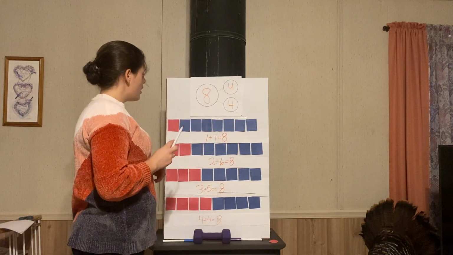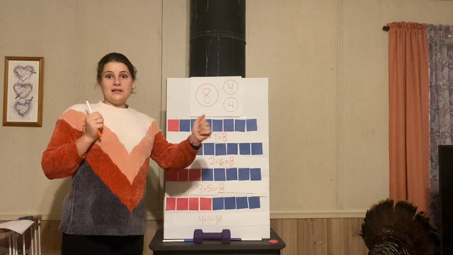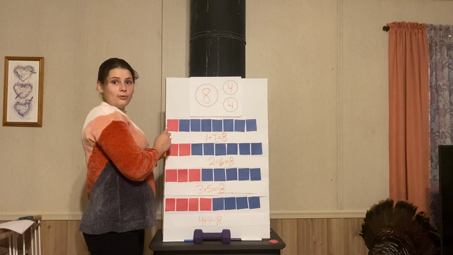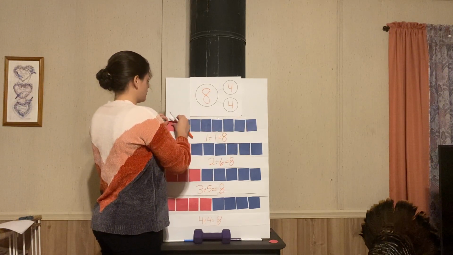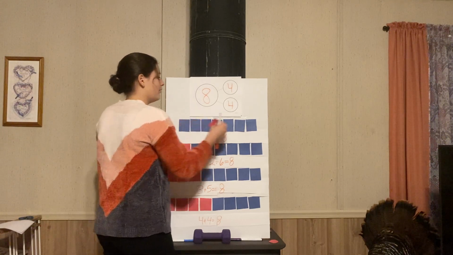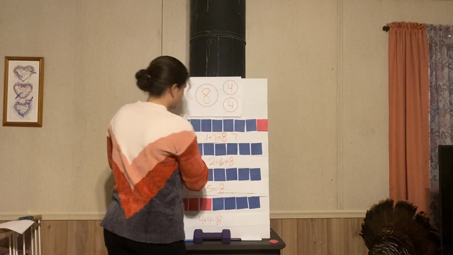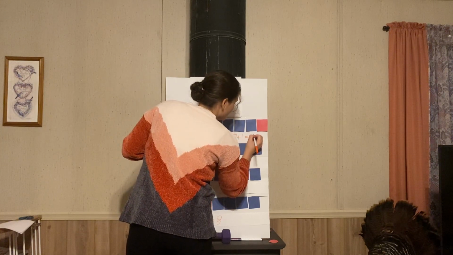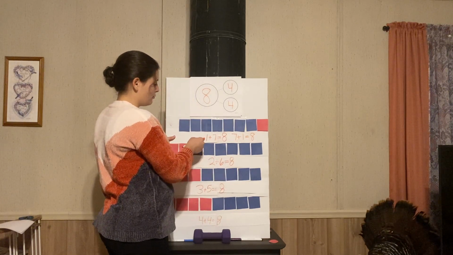But did you know we can also switch our number sentences around? So guess what? Instead of having our 1 red block up here, we can have our 1 red block over here. So it could be like this. Let me show you. We could have 7 blue blocks plus 1 red block equals 8. And the answer doesn't change because it's the same amount. We're still adding 7 plus 1 equals 8.